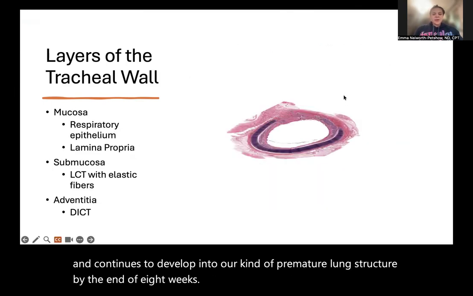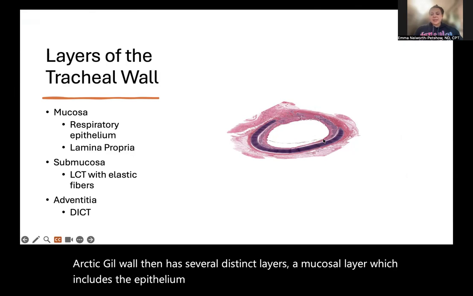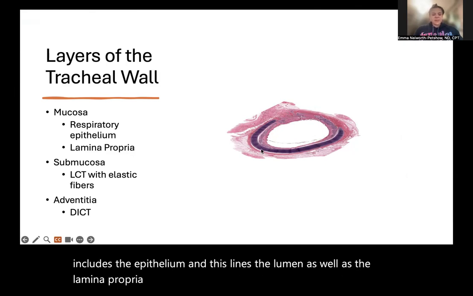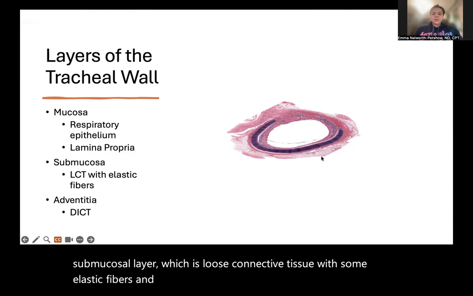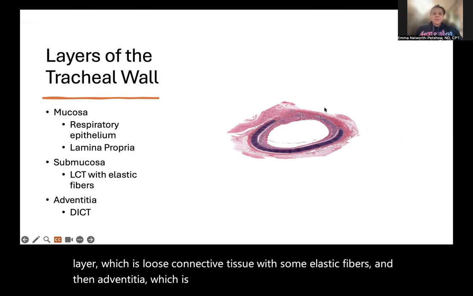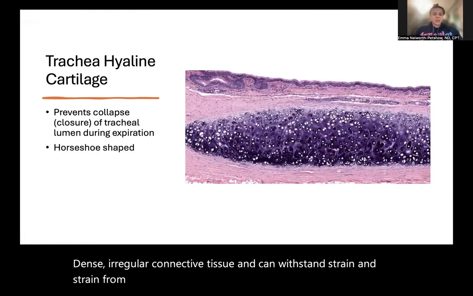Our tracheal wall then has several distinct layers: a mucosal layer, which includes the epithelium and lines the lumen, as well as the lamina propria, a little layer of connective tissue. The submucosal layer, which is loose connective tissue with some elastic fibers, and then adventitia, which is dense, irregular connective tissue and can withstand strain from multiple different directions.